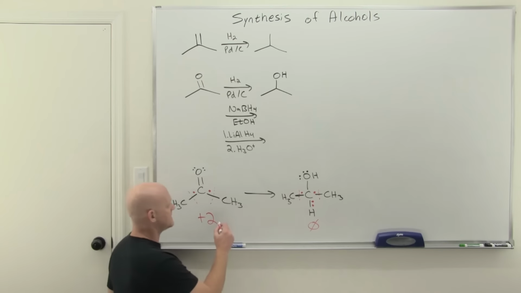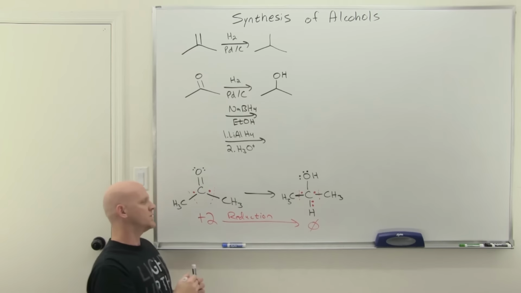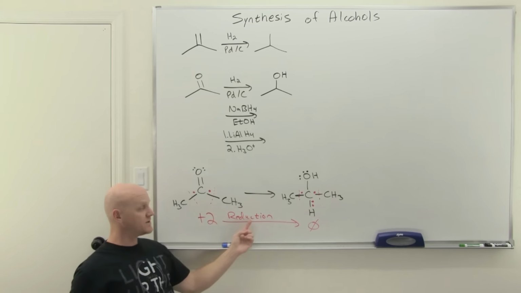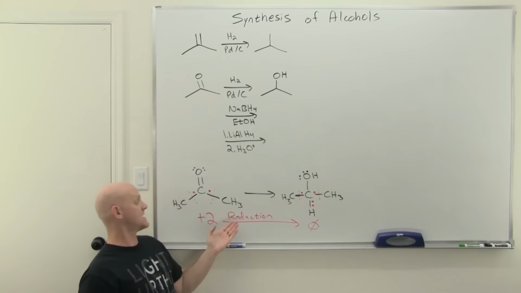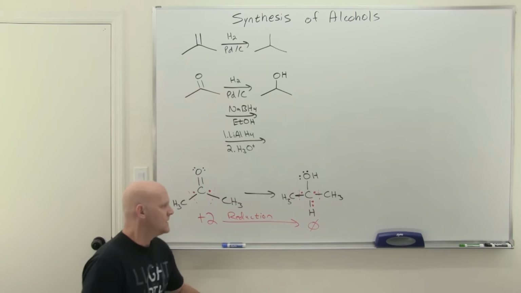And so here we can see that in carbon going from +2 to 0, in Gen Chem, we learned that that's reduction. When your oxidation state goes down, that's reduction. That's where the name comes from. And it just is evidence that you're gaining electrons. Again, reduction is the gain of electrons.